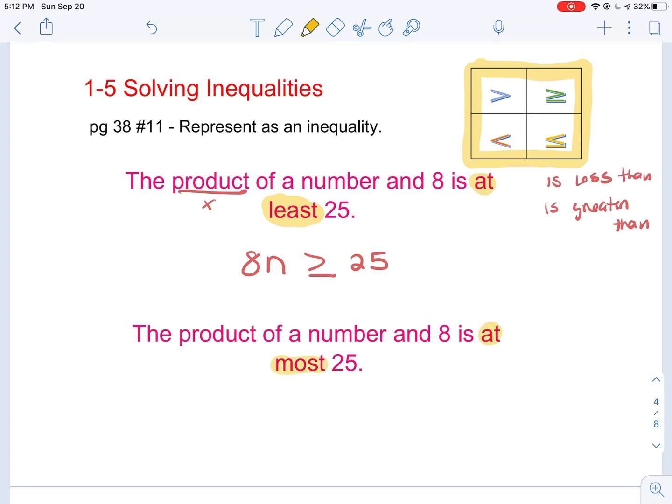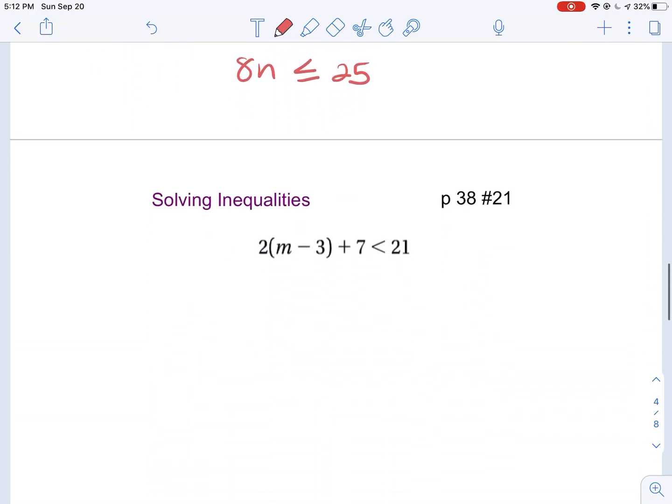Whereas in this part, at most, right, if the product of a number and 8 is at most 25, that means 25 is the biggest number that it can be, meaning that it has to be less than or equal to 25. Some other phrases that tell me I have inequalities: a maximum of, a minimum of, etc. So just keep those phrases in your brain because they hint towards solving inequalities.